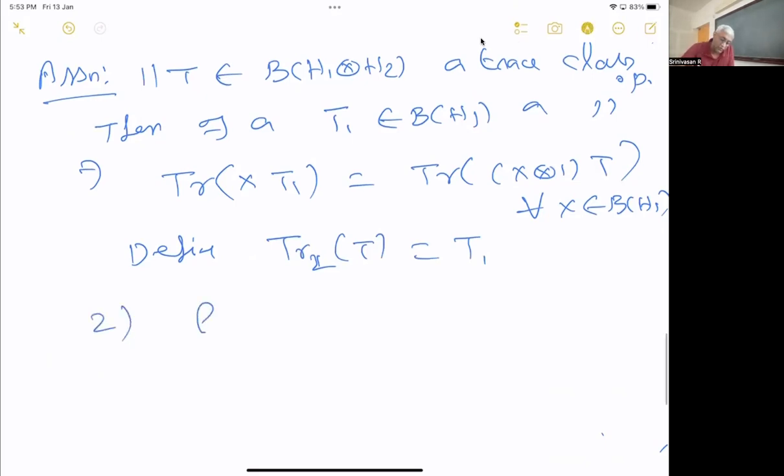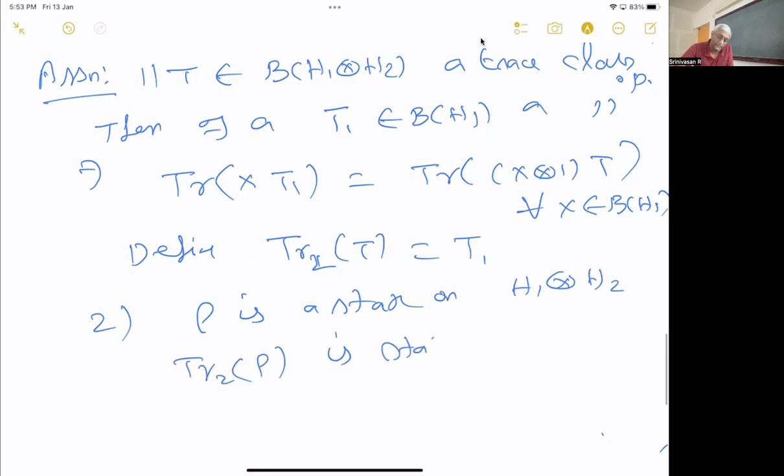Now the second assignment: if rho is a state on H1 tensor H2, then trace 2 of rho is again a state on H1, meaning its trace is 1. It is easy; you have to show that the trace is 1. If you compute the trace of this partial trace operator, that will be the trace of the original T. So it works.